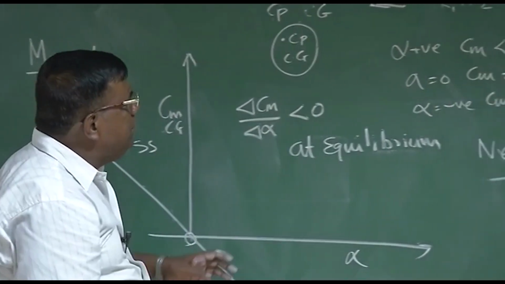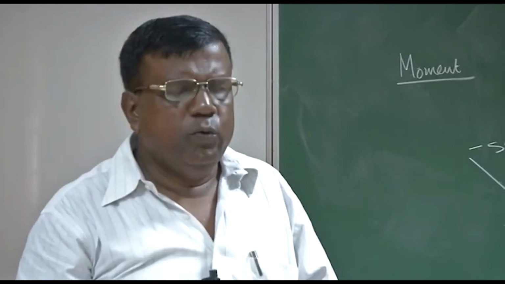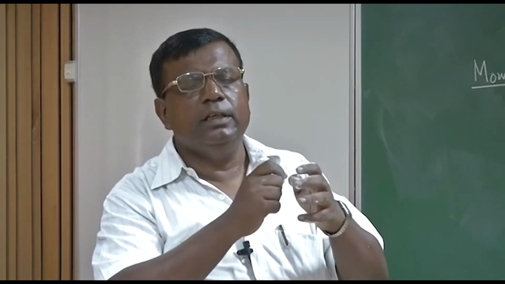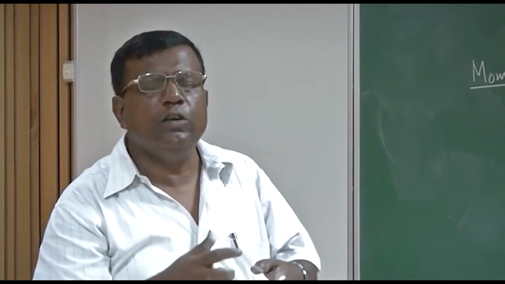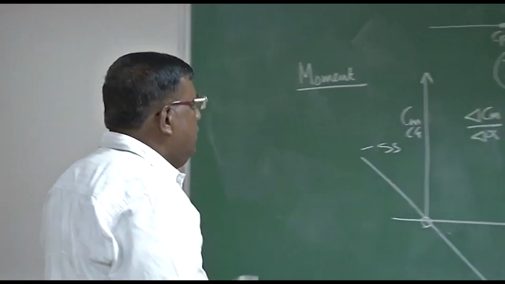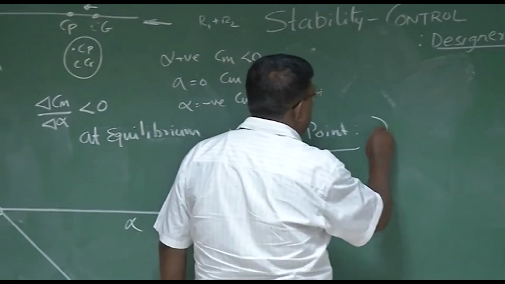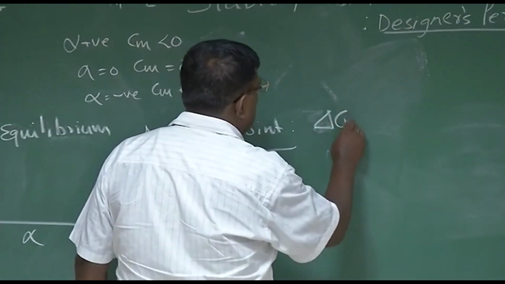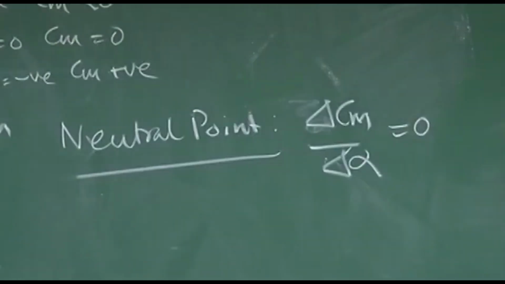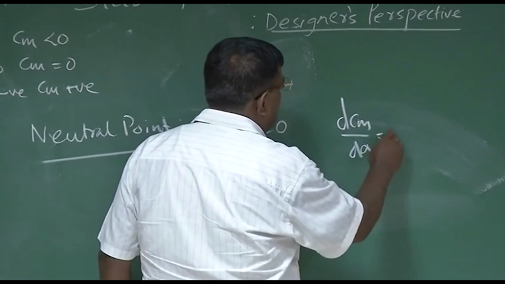So we were talking about something called neutral point. What is that point? What is that CG location about which there is no moment, everything is balanced? If I take the CG on either side of the neutral point, it will become either statically stable or statically unstable. This is the meaning of neutral point, and mathematically, neutral point means where delta Cm by delta alpha, the slope, becomes 0, or without taking much liberty, dCm by d alpha equal to 0.